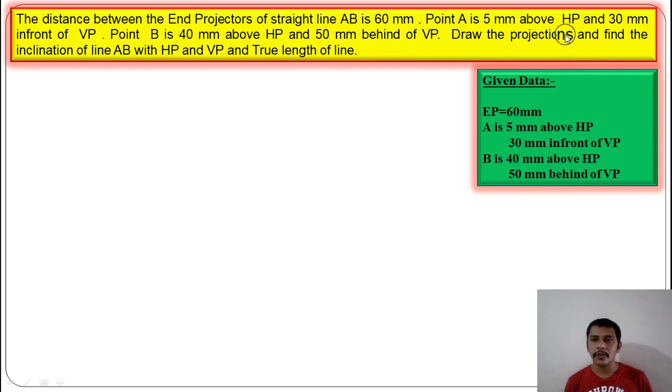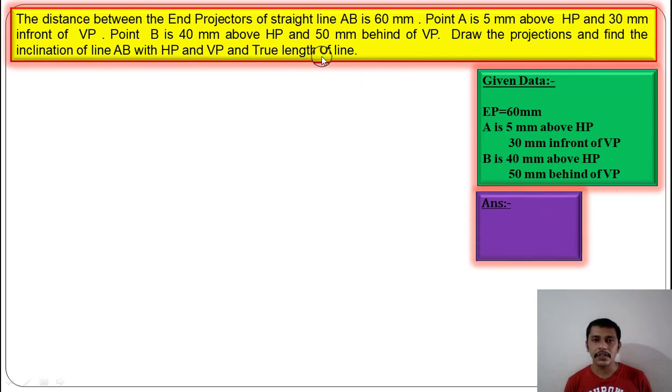So draw projection of the lines. To draw the projection means to draw the top view and front view of the line, and find the inclination of the line AB with HP and VP. So we have to find out the true length of the line, that is TL. Inclination of the line AB with HP, that is theta. Inclination of the line AB with vertical plane, that is phi.